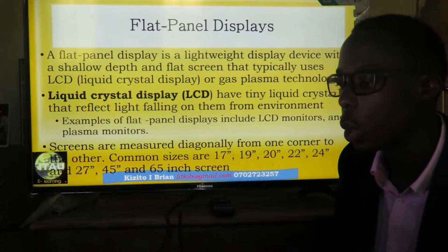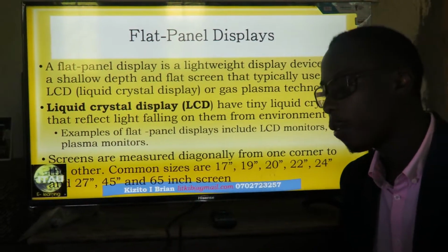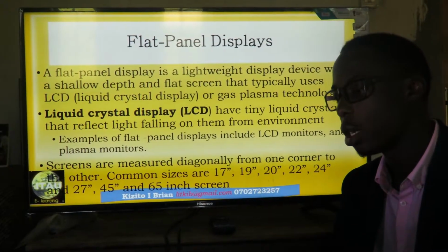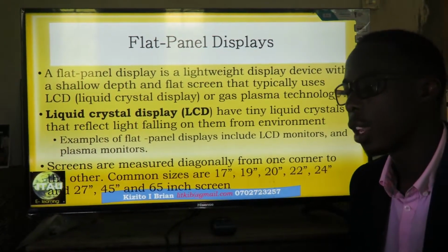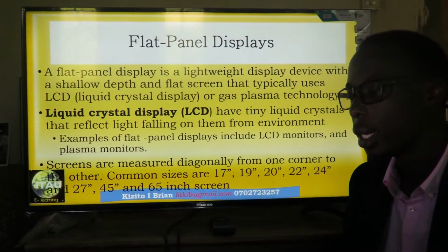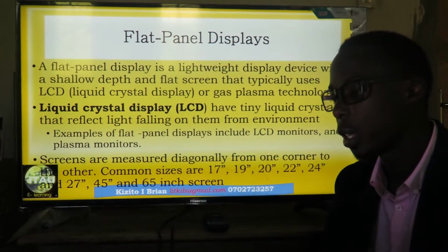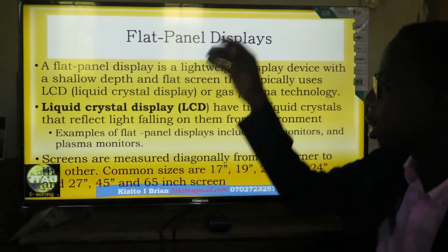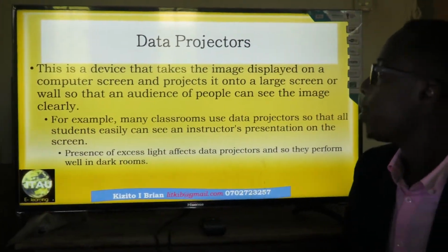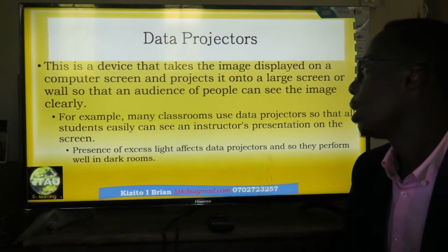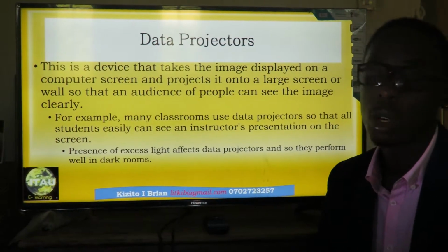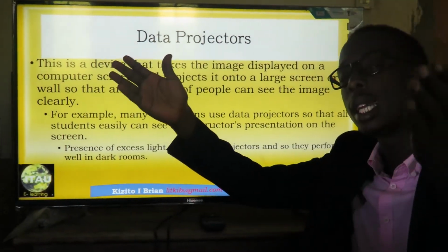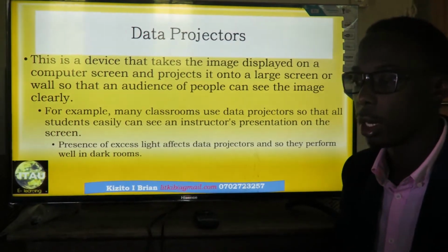LCD monitors, in your local languages. They have tiny crystals that reflect light falling on them from the environment. Examples of LCD monitors are plasma screens and the LCD. This is a plasma screen. Data projectors, these are devices that take images displayed on a small screen of a computer like this one and project that data onto a wider screen.